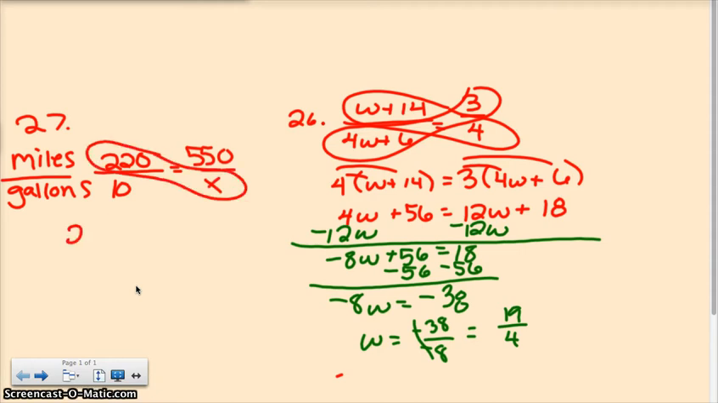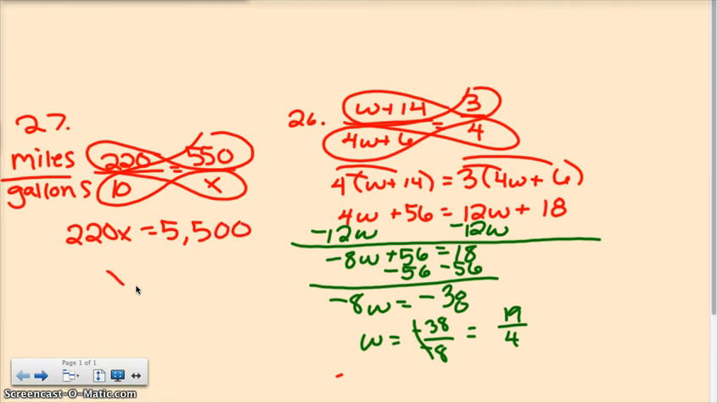Cross product it, 220x equals, multiply that. I'm just going to add a 0, so 5,500. Divide through by 220. I'm just putting it into my calculator. 5,500 divided by 220 is 25. I am going to need 25 gallons of gas.